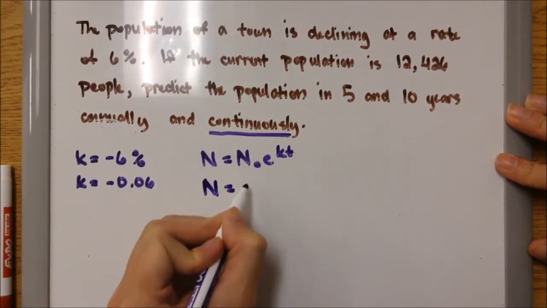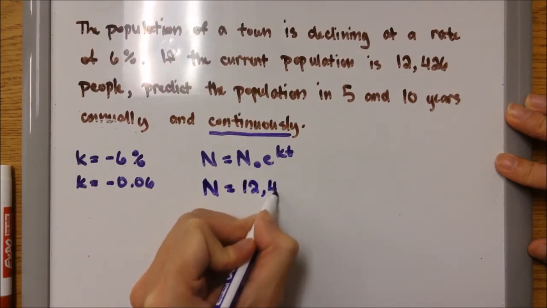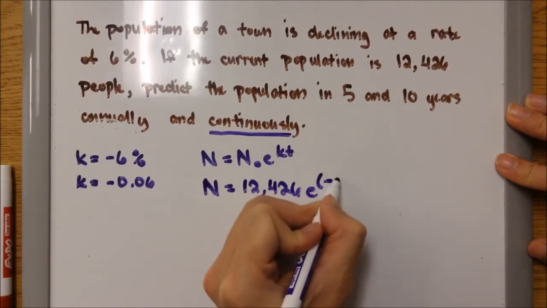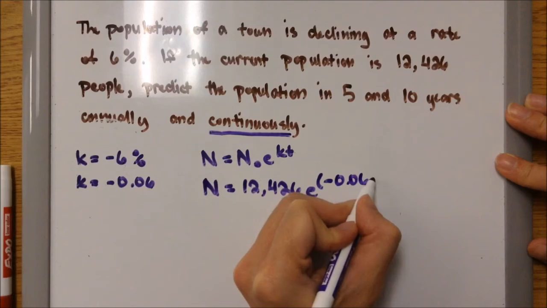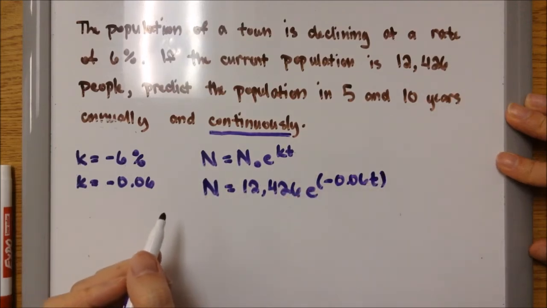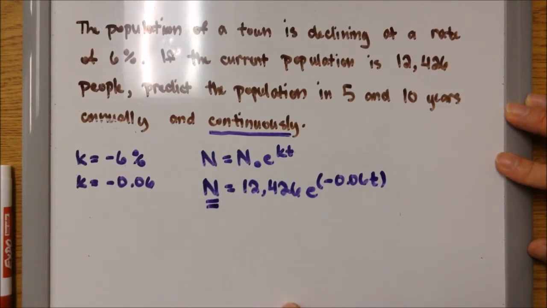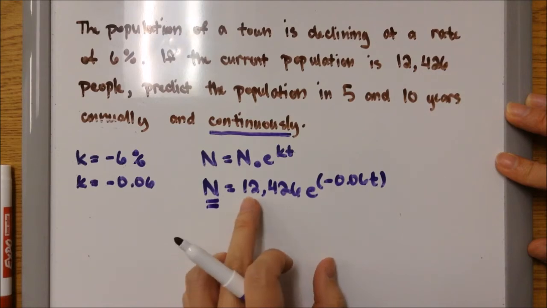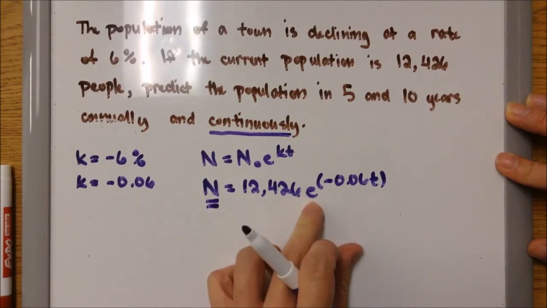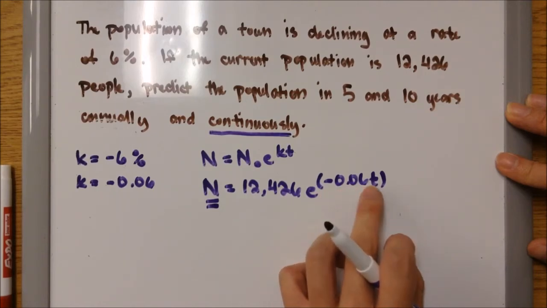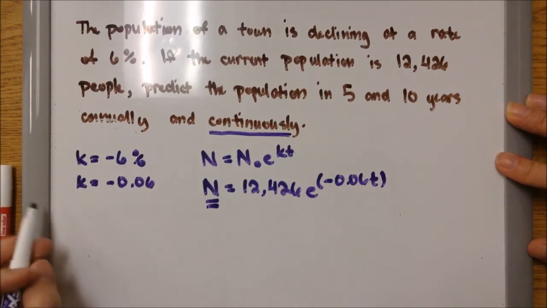So N equals 12,426 times the e function to the power of negative 0.06 times t, close parenthesis. N is what we're looking for because it asks you to predict the population. So N equals 12,426 times the e function to the power of negative 0.06t. Now it asks you to predict the population in 5 and 10 years. So all I have to do is fill in the t value.